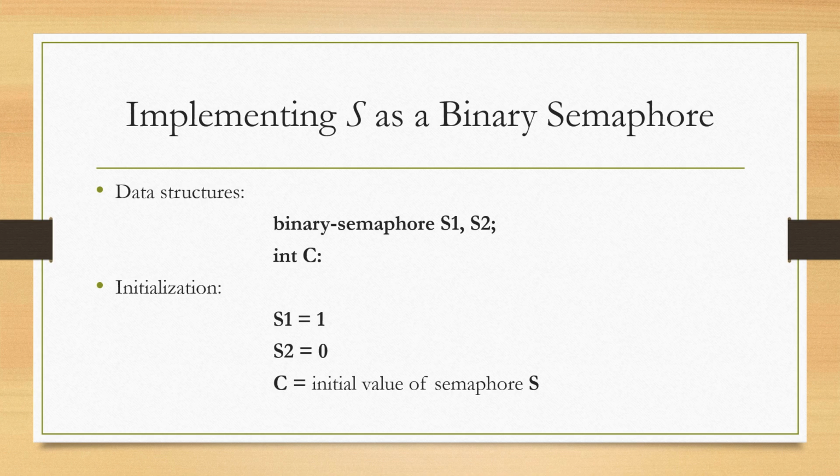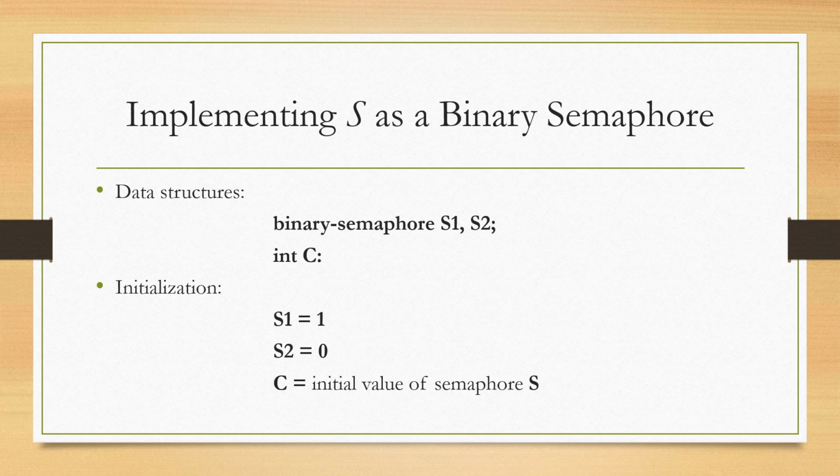Key concept: S1, binary semaphore, controls the access to the critical section. If S1 equals 1, the process can enter. If S1 equals 0, the process is blocked. S2, binary semaphore, acts as a signal to alternate processes. When a process finishes its critical section, it signals S2 to allow the other process to proceed.